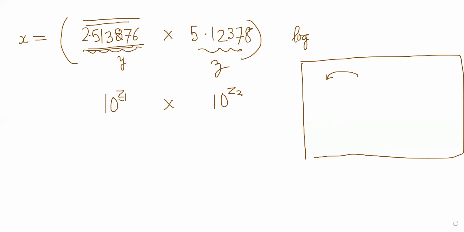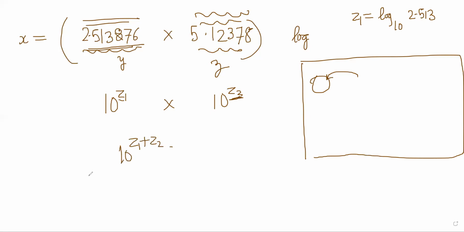Basically, they are finding the value of Z1, which is log base 10 of 2.513. If they find Z1 there and look up this number in the log table, and if you find Z2 there, then the product is simply 10 power Z1 plus Z2.